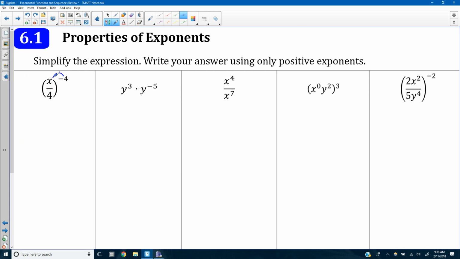Okay, for starters, I'm going to apply this negative 4 to the x and to the 4, but I'm going to apply it as far as exponentiation goes. So this is x to the negative 4th power divided by 4 to the negative 4th power.